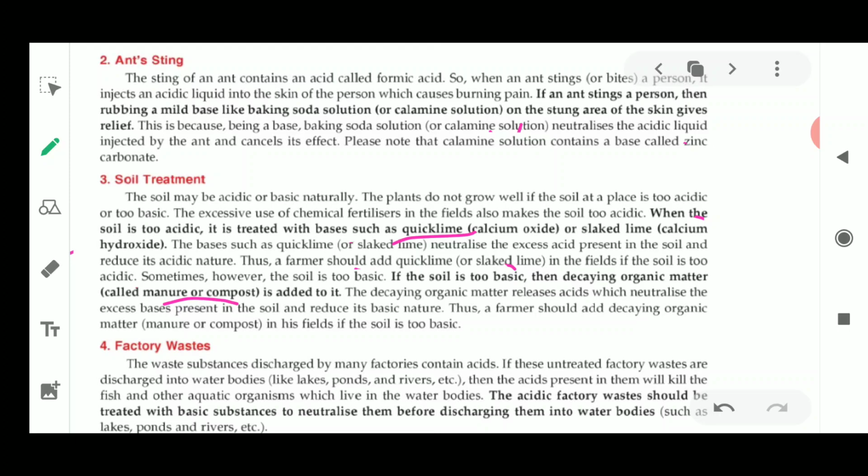Fine. The next thing we are going to discuss is factory waste, how you are going to treat the factory waste which is obtained from the factories.